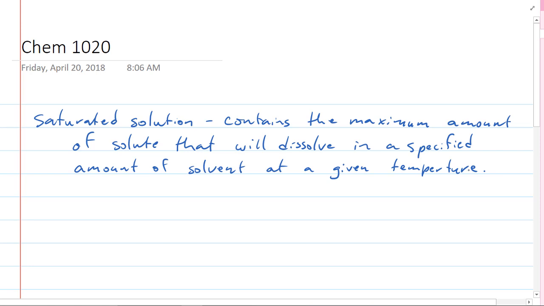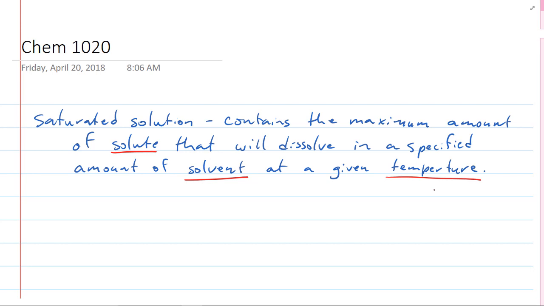So just like when we talked about the term saturated, when we were referring to hydrocarbons, the term saturated means that it's full of something. In this case, a saturated solution is going to be full of solute. It cannot hold any more solute at a given temperature. The other thing that we want to look at here is that this definition specifies 3 different variables. This is a 3-variable definition. It's the amount of solute, the amount of solvent, and the temperature. So again, this is a 3-variable definition.